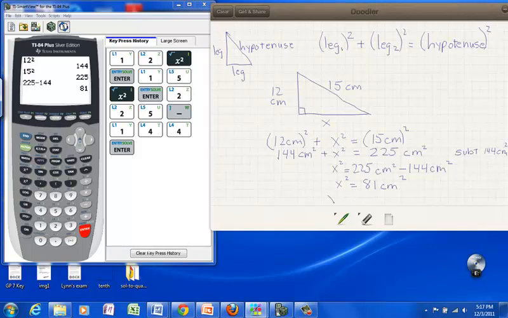That means that x is the square root of that. Again, we learned it should be the plus or minus square root, but when we're working with geometry, only the positive answer makes sense. Square root of 81 is 9. The square root of centimeters squared is centimeters. So our answer for this side is that it's 9 centimeters.